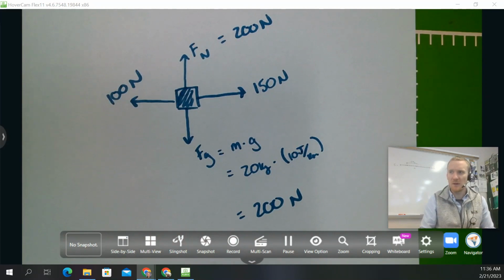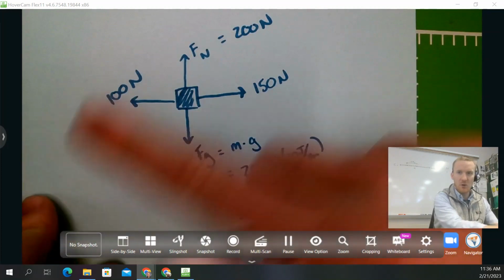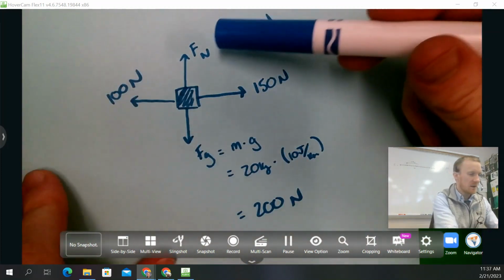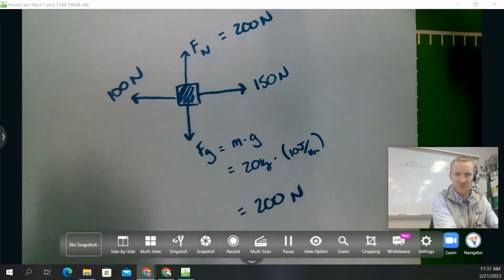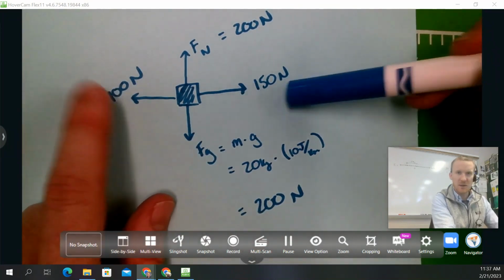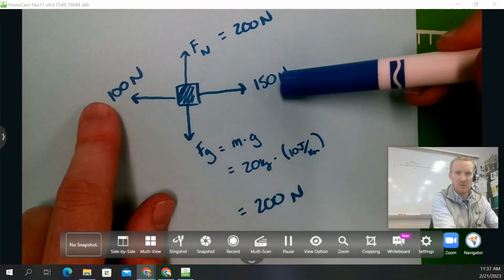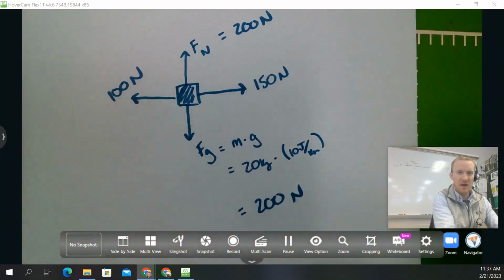The second question wants you to calculate the net force acting on the chair. Remember, net force takes into account all the forces acting on our object. Normal force and gravity, since these are equal and opposite, they more or less cancel each other out, which just leaves our two applied forces. Okay, so we have 150 in one direction and 100 in the opposite.